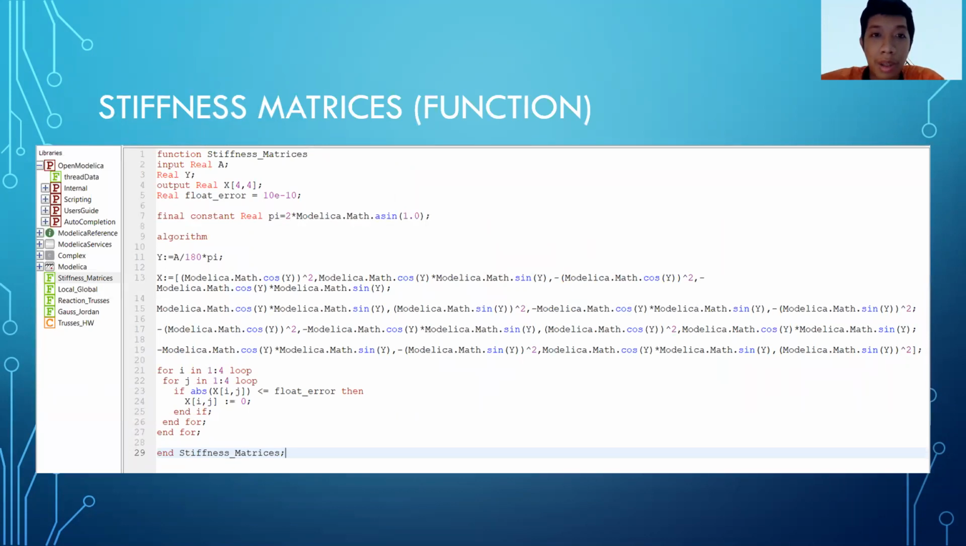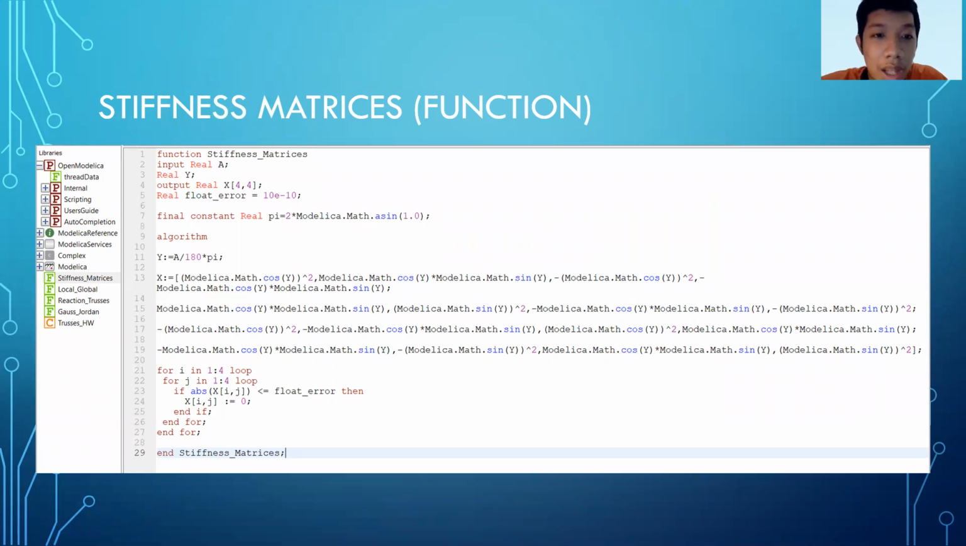First, we must make the function file of the stiffness matrix. We can input real A, real Y, and real X for a 4 by 4 matrix. We can also define the float error and a final constant real pi multiplied by Modelica math asin 1.0. We can move to the algorithm. We can define Y equals A divided by 180 multiplied by pi, and we can define the x.